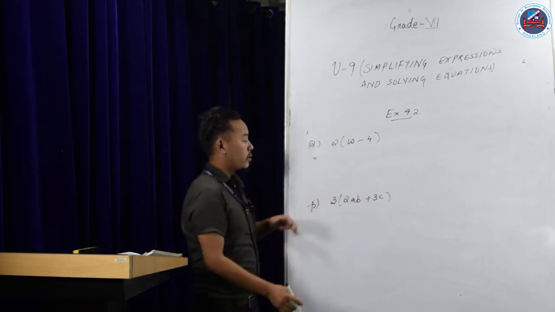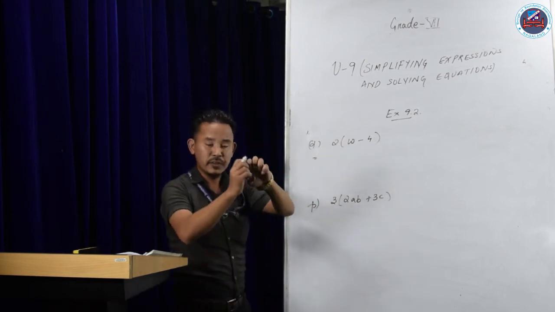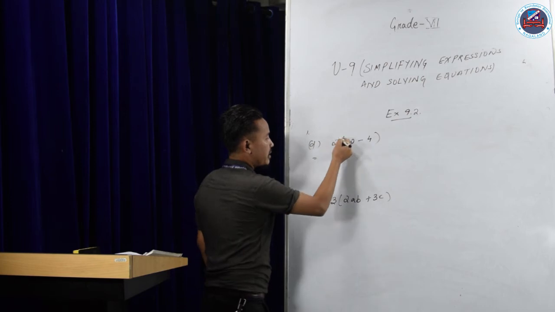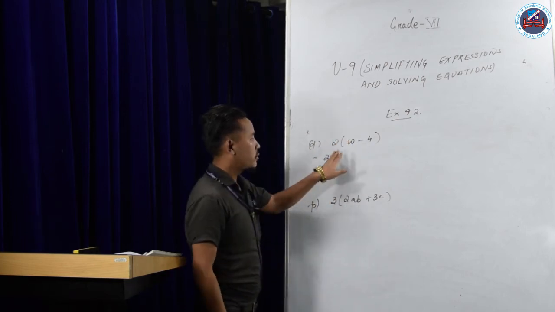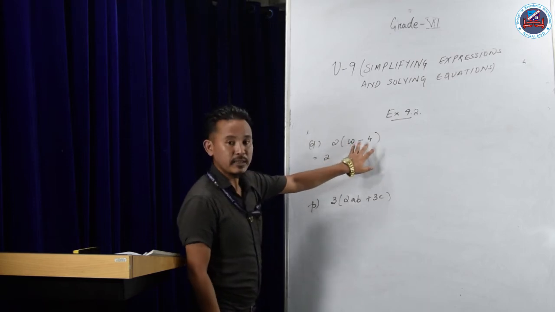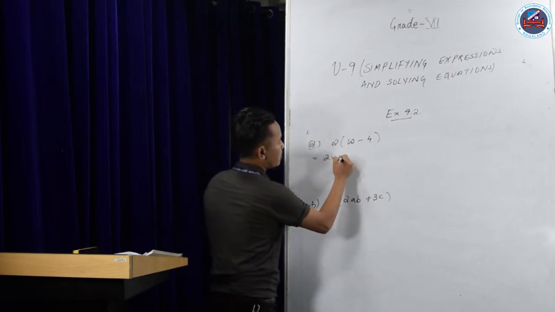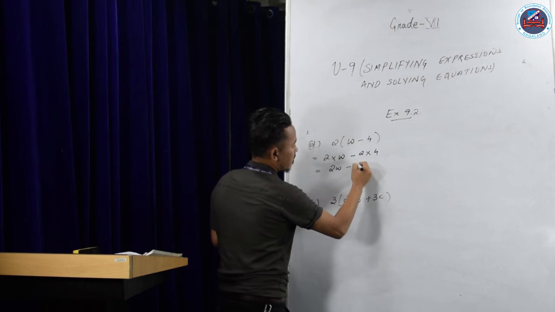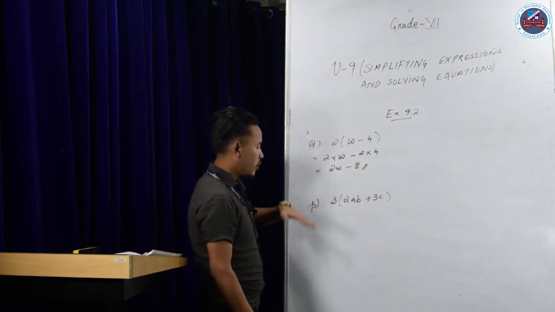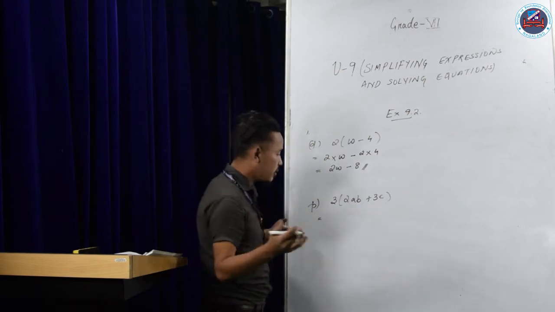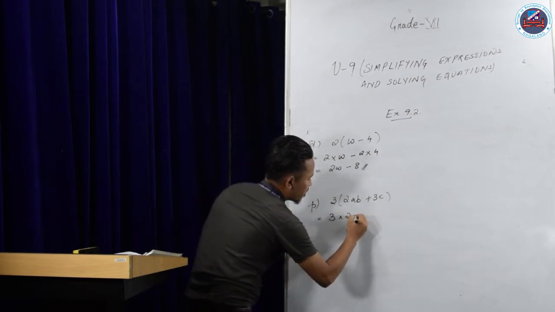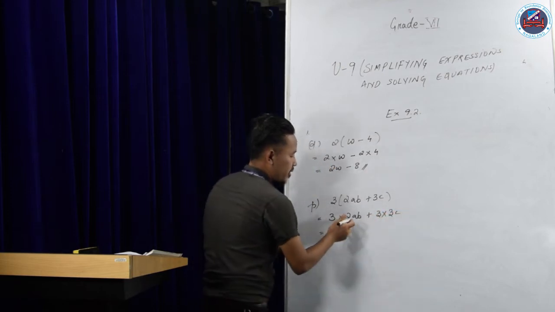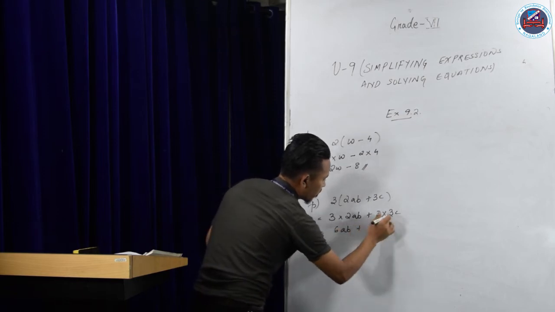So what we do here is we have to remove the bracket. The first thing we do is multiply the first number, that is 2. 2 will be equally multiplied with both w and 4. That is 2 into w minus 2 into 4. So this gives us 2w minus 8. Moving on to the next, again we have to open the bracket. 3 into 2ab, twice ab, plus 3 into 3c. So 3 into 2 gives us 6ab, plus 3 into 3, 9c.